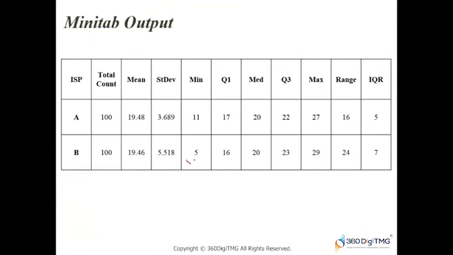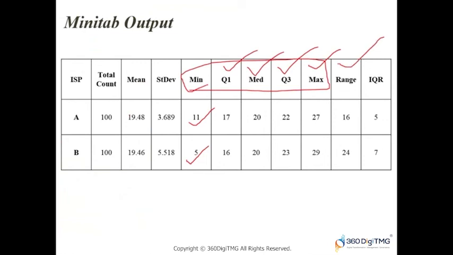Minimum time that internet service provider B takes is 5, and minimum time which internet service provider A takes in resolving is 11 minutes. And then you have Q1, median, Q3, and the maximum value. We will discuss these things in box plot. Range is maximum minus minimum value. If I look into the range, it's 16 and 24 here. So once again, internet service provider A has a lower range in resolving the incidents or calls.